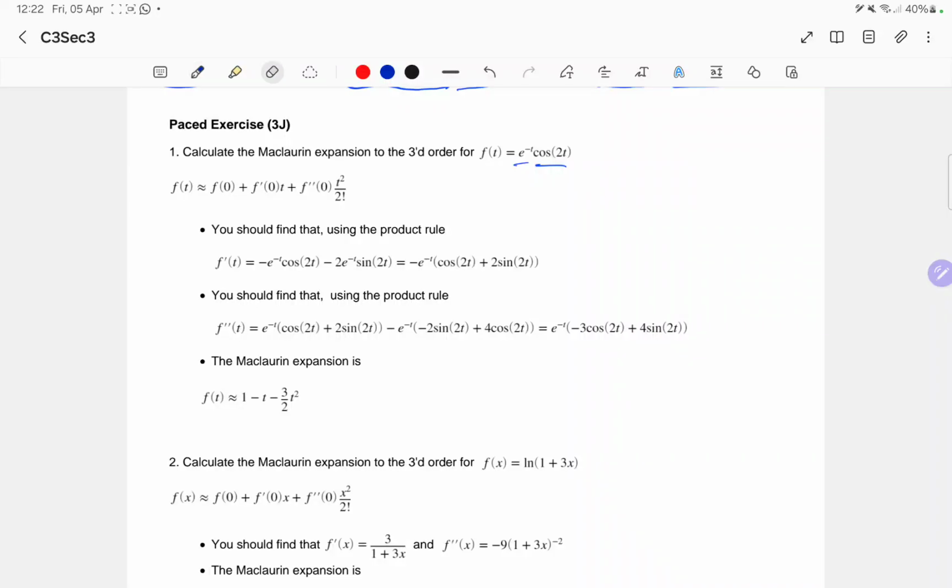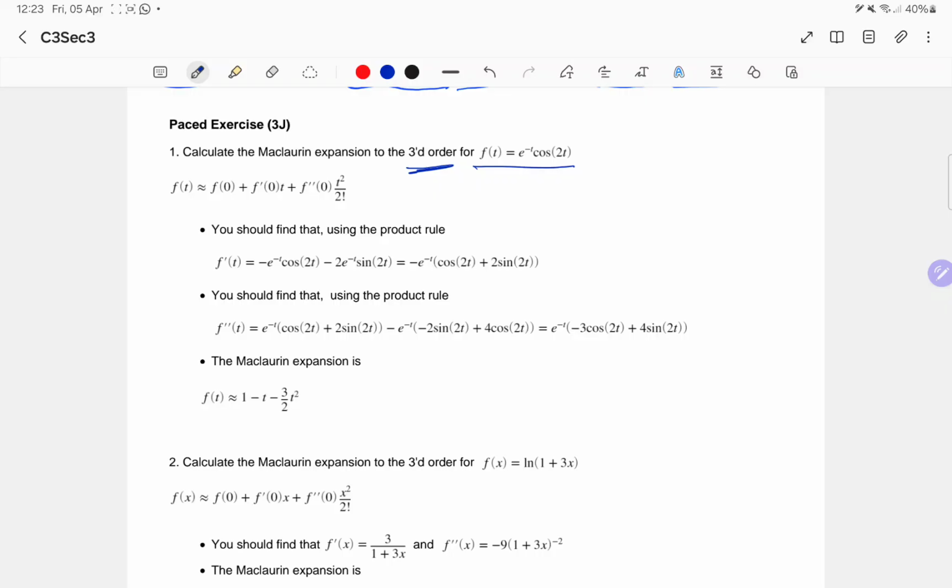Exercise 3J. Calculate the Maclaurin expansion to the third order for f of t equals e to the power minus t cos of 2t.